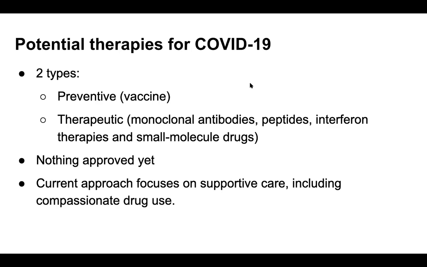But so potential therapies for coronavirus, you've got two types, preventative and therapeutic. Preventative is vaccine. Therapeutic are things like hydroxychloroquine, different monoclonal antibodies, which you basically purify from other patients or bacteria. There are some peptides, and then there are antivirals. It's important to note that nothing has been approved yet, which is a fancy way of saying the regulatory agencies have not gotten around to doing anything. There are just sort of suggestions. But the basic approach focuses on supportive care.